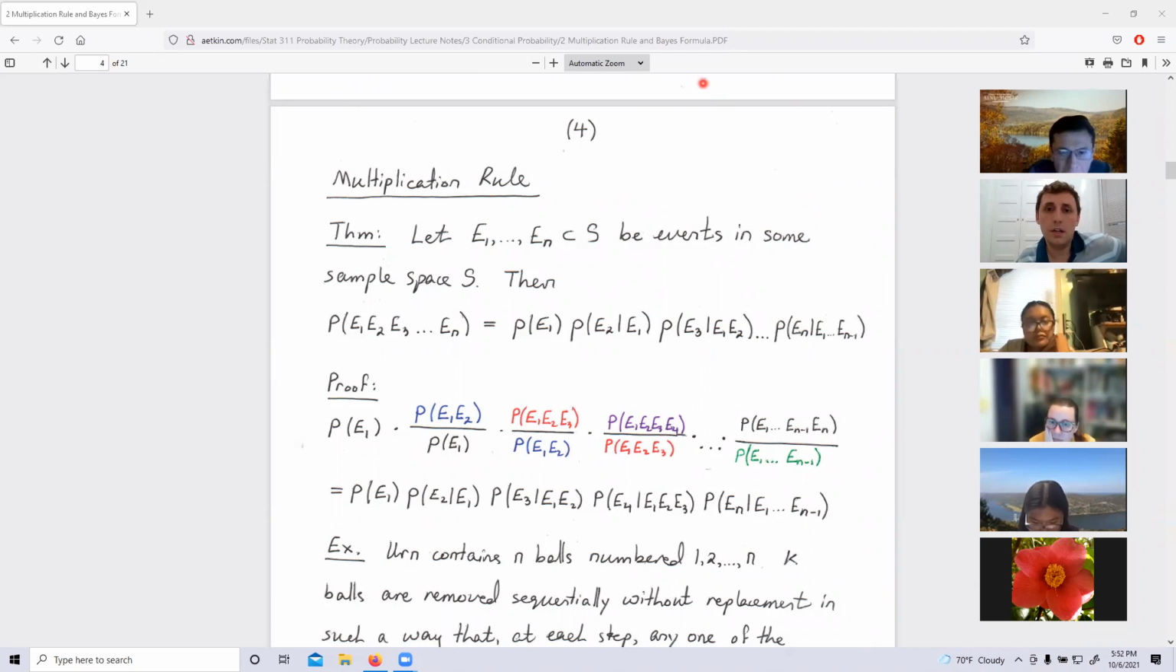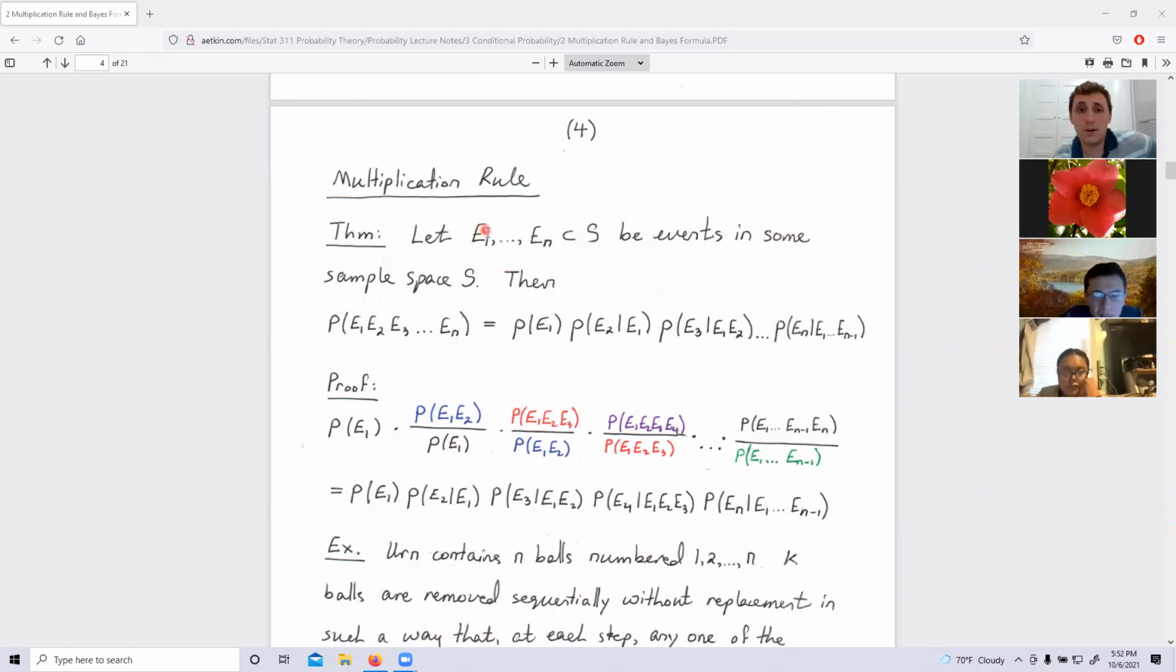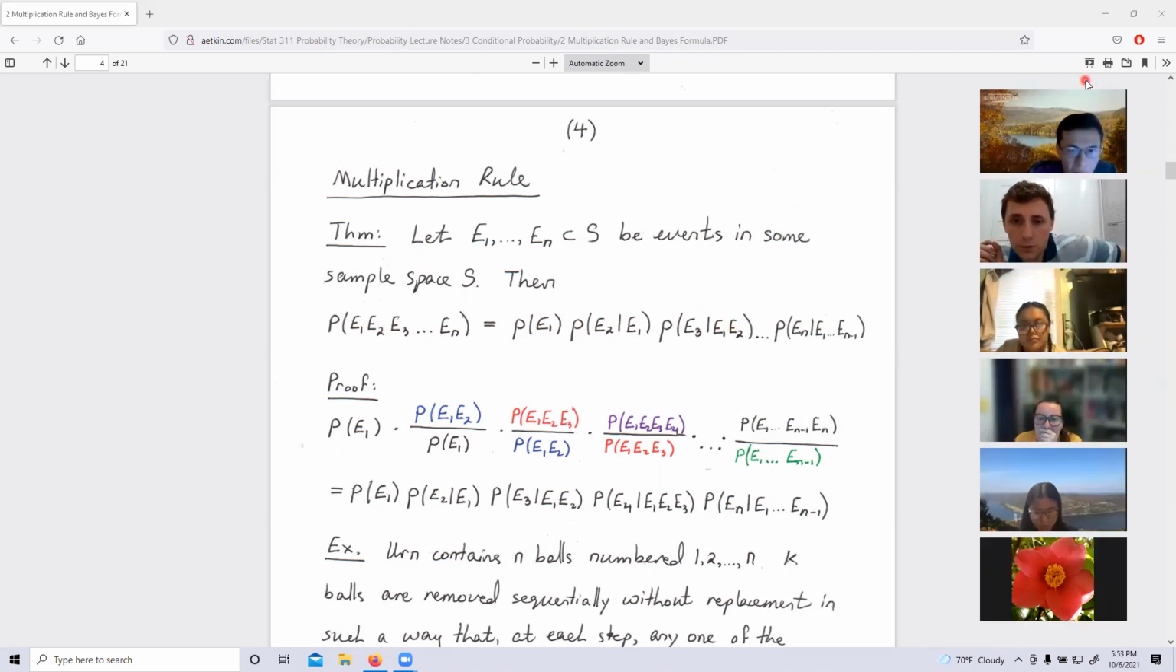So here is a sequence of events E1, E2, E3 in S. And we want to calculate the probability of the intersection. So the probability of the intersection will be the probability of event E1 times the probability of event E2 given E1 times the probability of event E3 given E1, E2, and onwards. Okay, that's the condition.